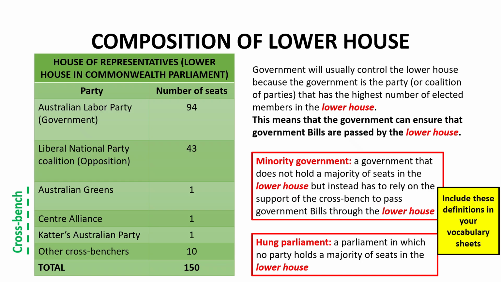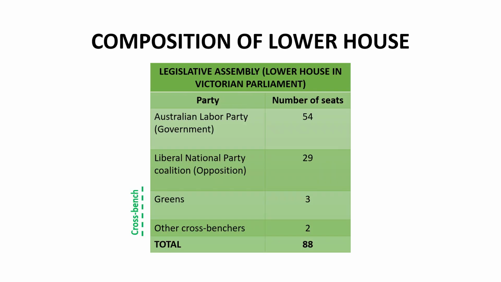Look down the left-hand side of your vocabulary sheets, find the terms minority government and hung parliament, and write these definitions in there. On this slide, I've set out the composition of the lower house of the Victorian Parliament, that is, the Legislative Assembly, as at 8 July 2025. You can analyse the effect of this composition on the ability of the Victorian Parliament to make law in a similar way to the analysis we have just done for the Commonwealth Parliament.